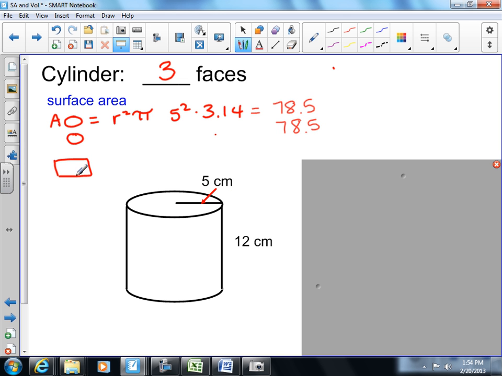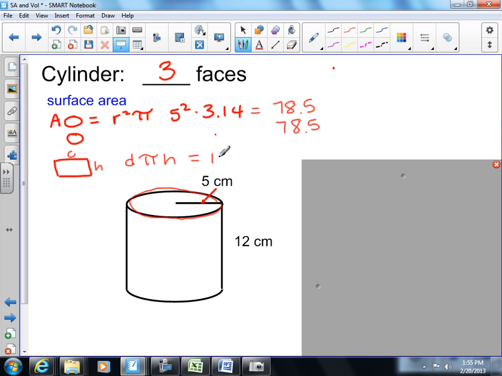Okay, then the third part is this rectangle. Now, the rectangle actually goes around this circle. So what is that? That's the circumference. This is the circumference times the height of your cylinder. So whatever your circumference is, times the height. Okay, circumference, which is diameter times pi, times the height. And you might write that down, because that's what you're going to do to find the area of this rectangular part.